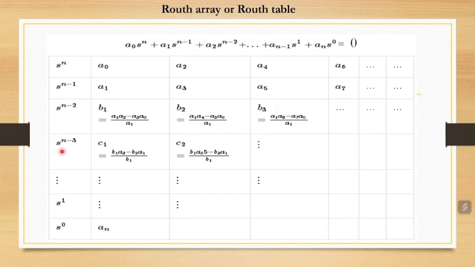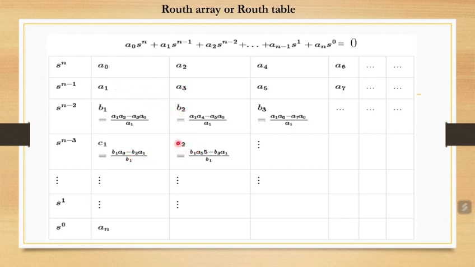But when we move on to the fourth row, we'll consider the second row and the third row for the mathematical calculation to obtain the elements of the fourth row. We'll not be considering the first row, right? So if we want the element c1, we'll multiply a3 into b1 minus a1 into b2 divided by b1, right? So here the base element is going to be b1. So b1 into a3 minus a1 b2 divided by b1.